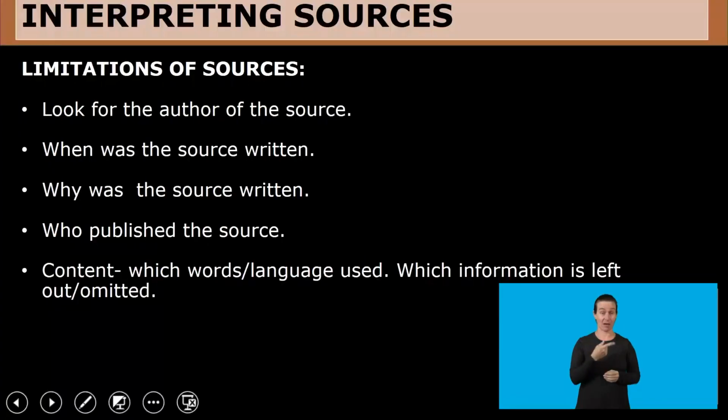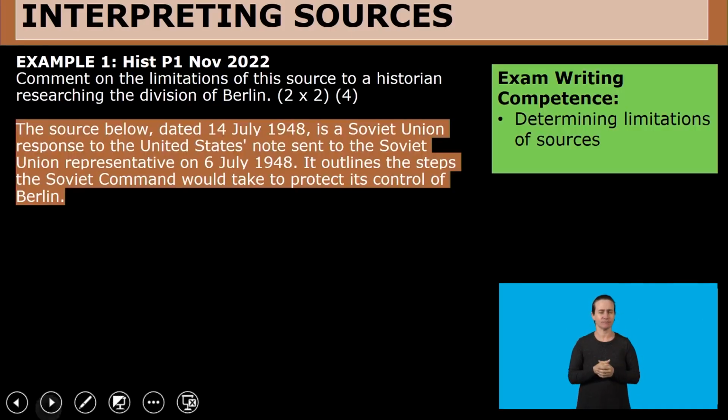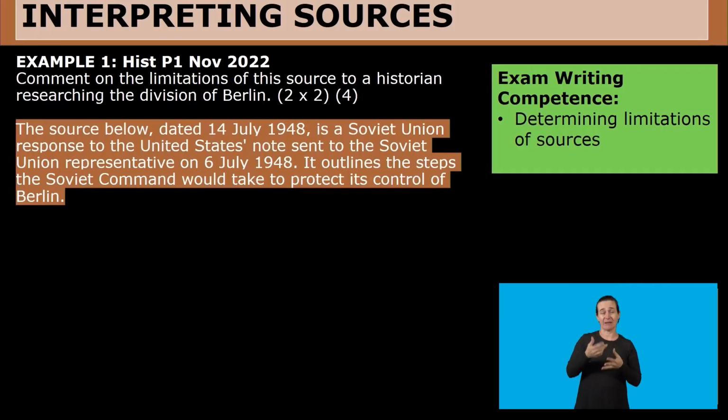Now let's look at the limitations of sources. This is in line with interpreting the sources. As I said to you, you look at the caption. It will tell you who the author was, when the source was written, why it was written, who published it, and then look at the actual content. What does the source say? That will help you understand and interpret the source. Let's quickly look at our example to determine the limitation of the sources.